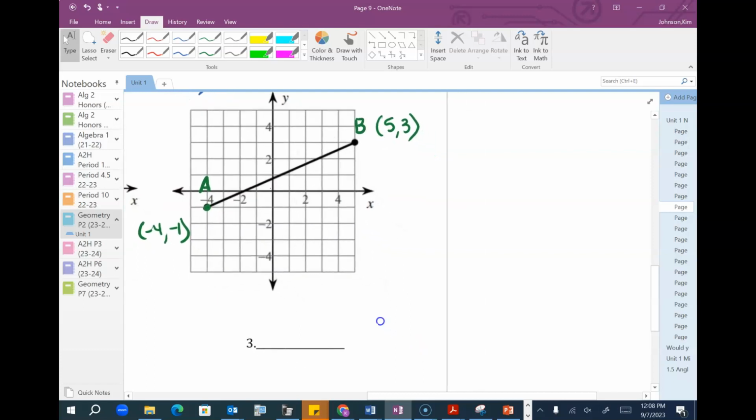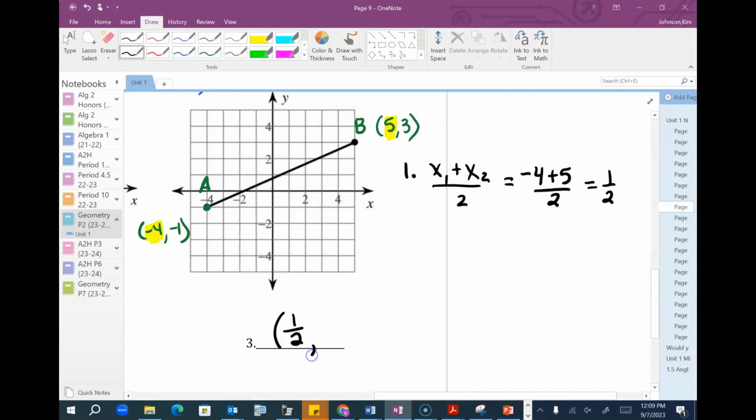Okay, now that I have my two ordered pairs, I can start the process of finding the middle of my x's. So do x1 plus x2 divided by 2. My x's are the first numbers in those ordered pairs. So I'm doing -4 plus 5 divided by 2. And that gives me 1/2. I don't know that I would have come up with that all on my own. Okay, so the x of my midpoint is 1/2.